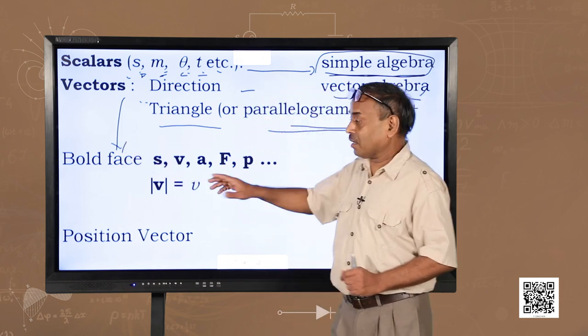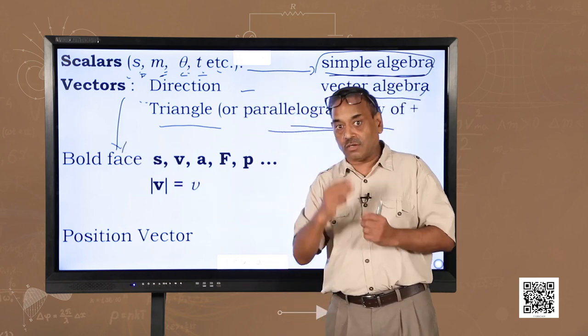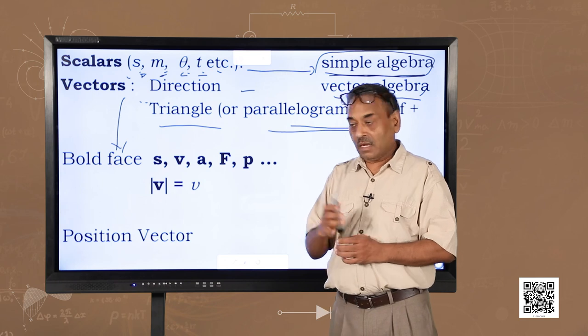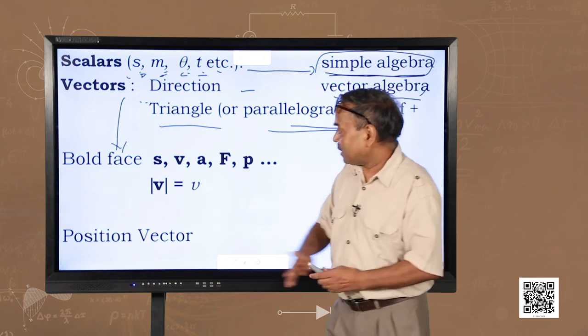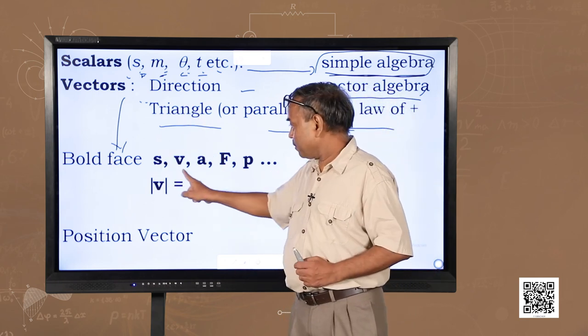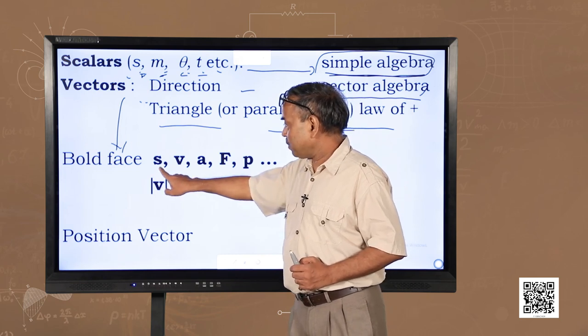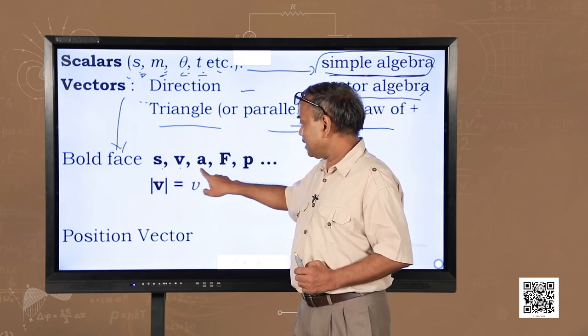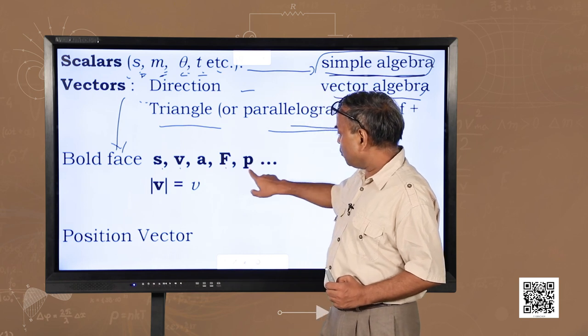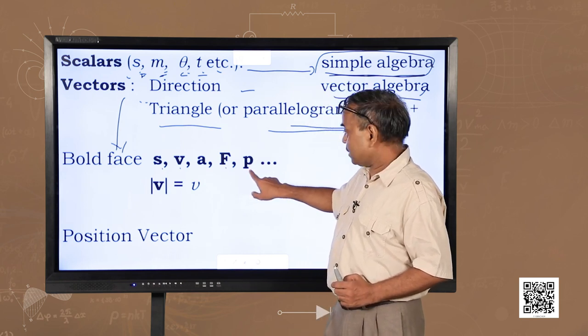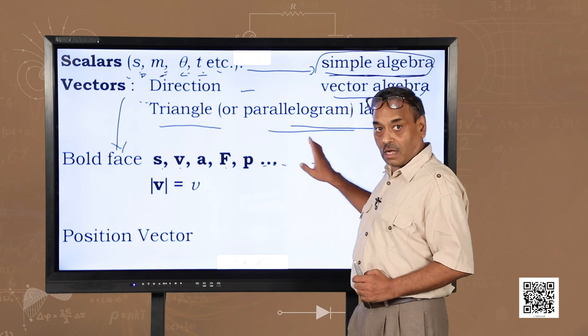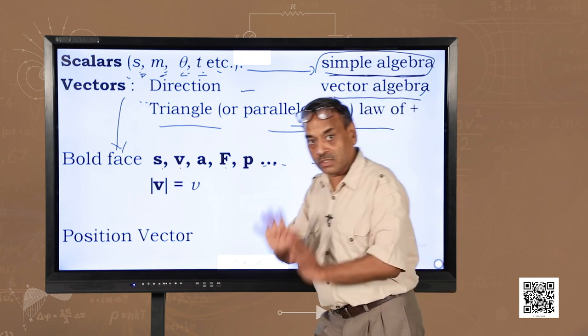vector quantities, there are 3 methods of writing vector quantities. Number 1, which we are using, writing them straight, no italic. This is your displacement, this is your velocity, this is your acceleration, this is your force, this is your momentum, okay, etcetera, and so on. I am taking the examples of the physical quantities which you have studied so far.